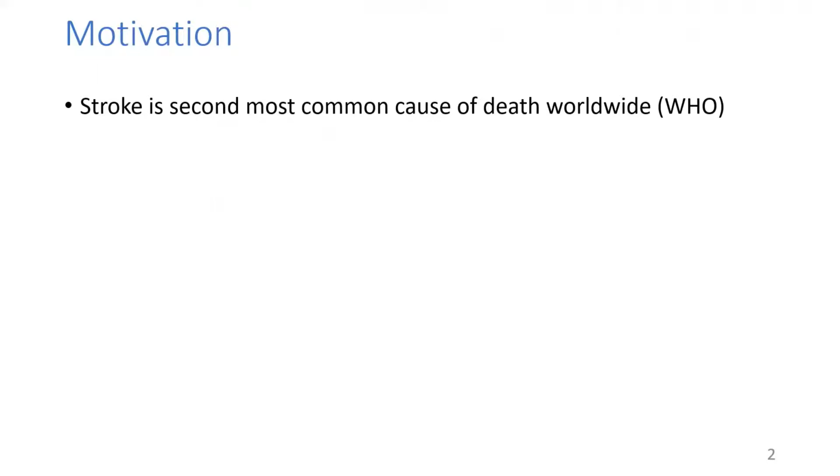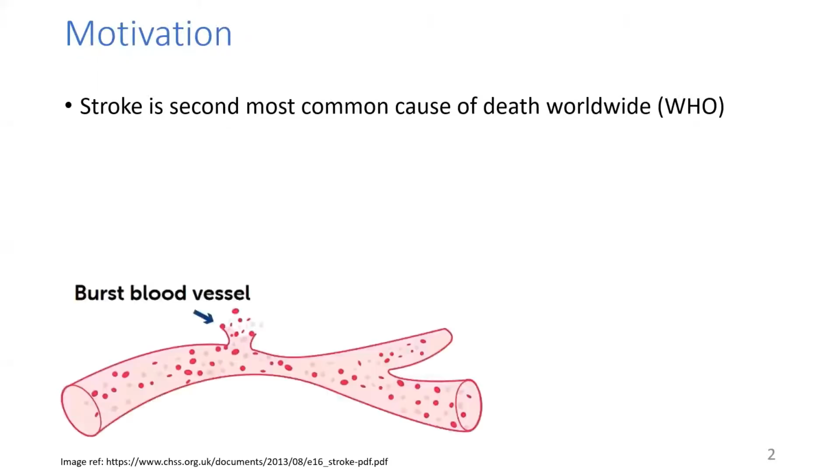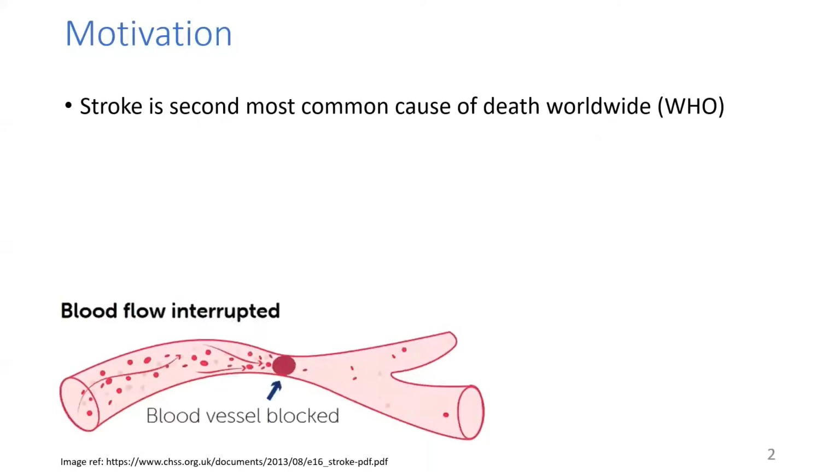Stroke is an interruption of blood flow in the brain region. It is the second most common cause of death worldwide and fourth in the UK. Mainly there are two types of strokes. One is hemorrhagic, which occurs when blood vessels burst, and the other is ischemic stroke, which occurs when there is a blockage in the blood flow. The majority of stroke cases are ischemic, about 80%.